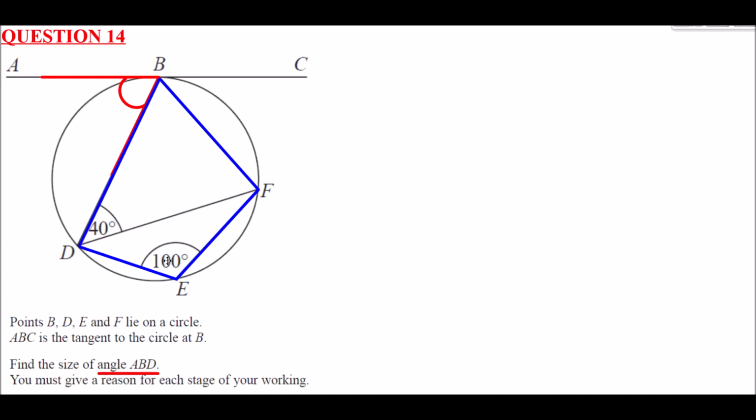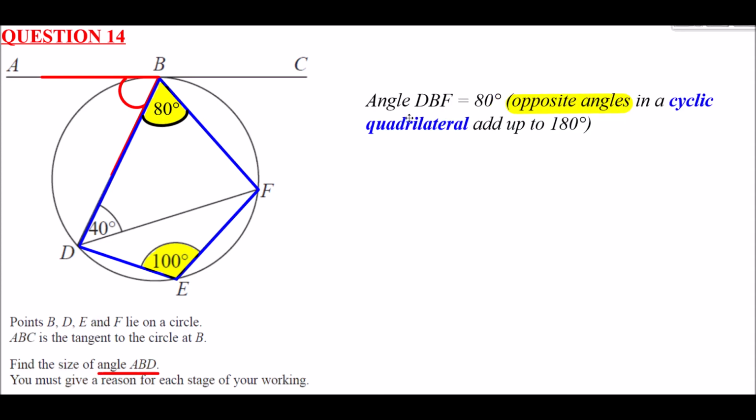If this one here is 100, that one there needs to add to 100 to give us 180. So if that's 100, this one must be 80, such that 100 plus the 80 gives us 180 degrees like the circle theorem says it must. Then you say to the examiner, to get your marks, just give a reason: angle DBF, this one here, is 80 degrees. Opposite angles in a cyclic quadrilateral add up to 180 degrees. That's your hardest one probably, or one of them.